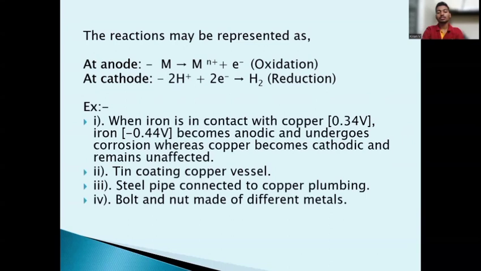An example for metal corrosion: when iron is in contact with copper, copper has 0.34 volt electrode potential and iron has minus 0.44 volt electrode potential, then iron becomes anodic and undergoes corrosion, whereas copper becomes cathodic and remains unaffected. Tin coating on copper vessel, steel pipe connected to copper plumbing, bolt and nut made up of different metals. These are the examples of differential metal corrosion.